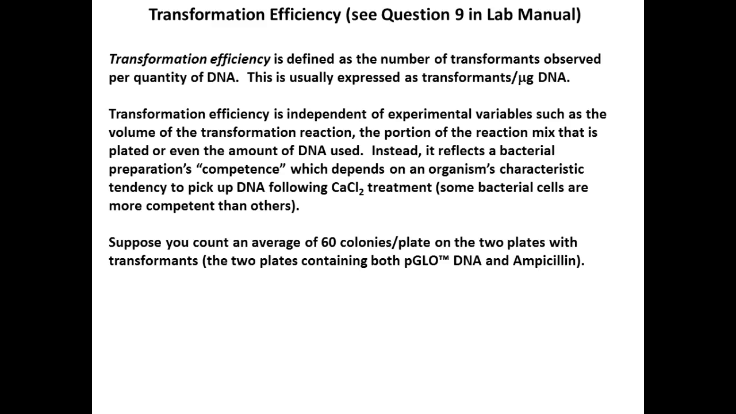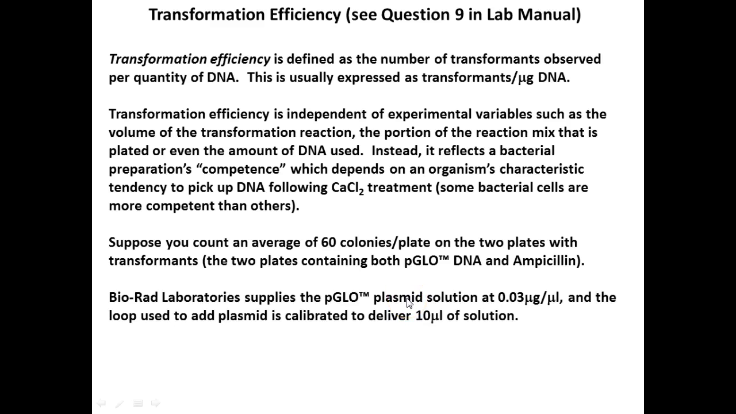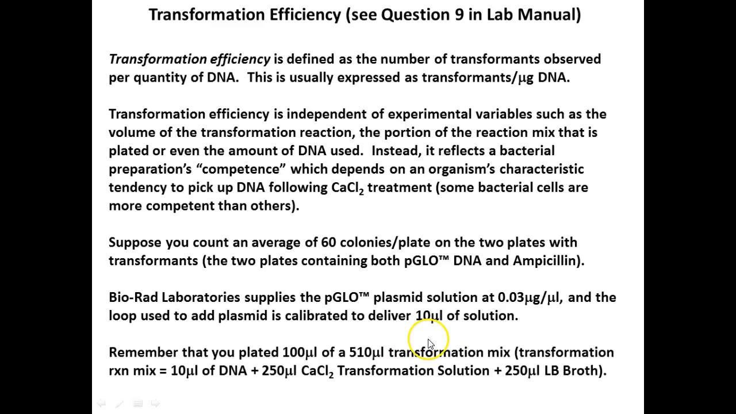So suppose you count an average of 60 colonies per plate on 2 plates with transformants. The 2 plates containing both pGLO DNA and ampicillin, right, are transformed plates. According to Bio-Rad, we're going to be using 0.03 micrograms per microliter. And again, 10 microliters of that solution is what we're going to add. I'm not even going to attempt to do the math.